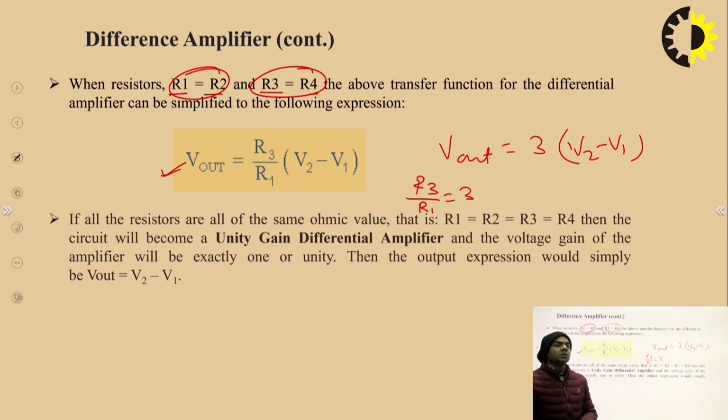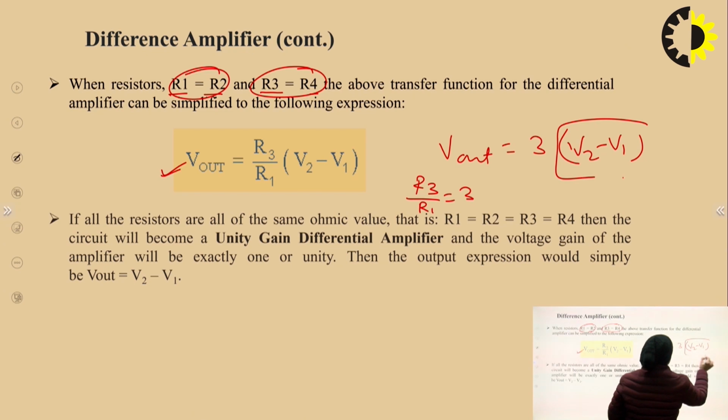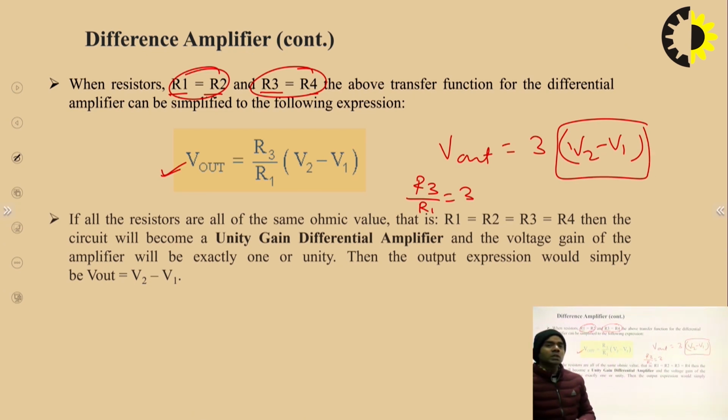R3 is equal to 3 kilo ohm, R1 is equal to 1 kilo ohm. If R1 will be 5 kilo ohm, then R3 should be 15 kilo ohm. Like that, you can choose any value if you want the amplification of this difference. Okay. If you want only the difference, that means V2 minus V1, then we need to consider this R3 is equal to R1.